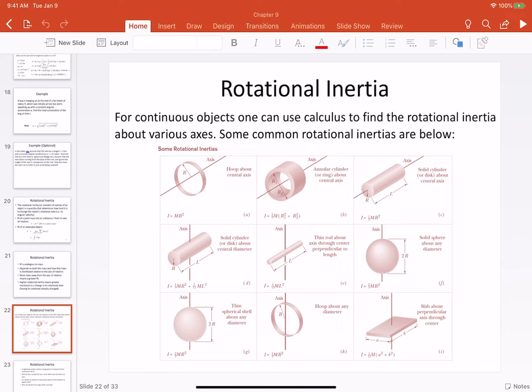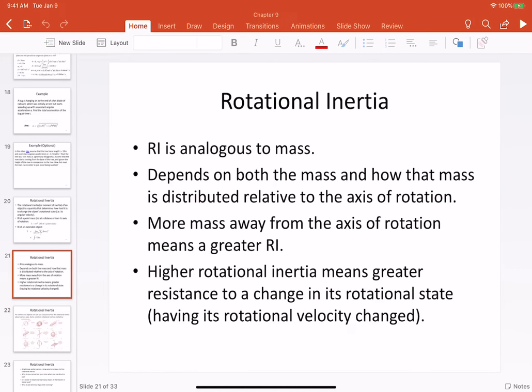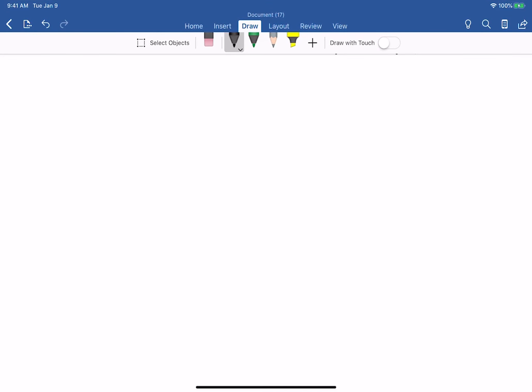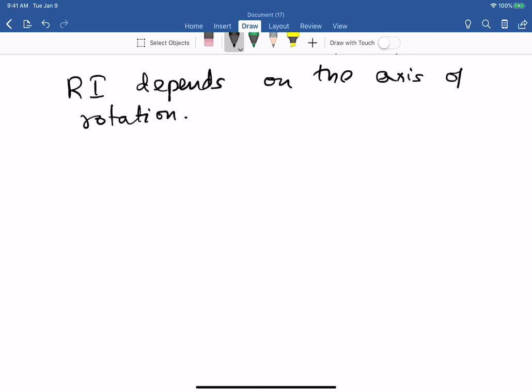One point which I should have emphasized in the previous slide is that moment of inertia is a quantity that depends on the mass and how that mass is distributed relative to the axis of rotation. So the axis of rotation is another factor that plays a role in determining the moment of inertia. So let me just quickly clarify that. The point that I'm making here is that rotational inertia depends on the axis of rotation. It should be fairly obvious to you now, but I'll just clarify it.